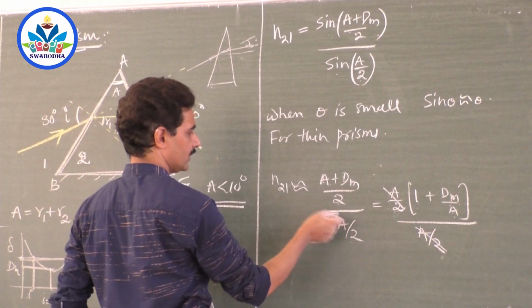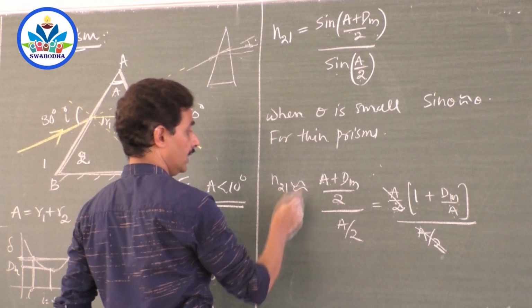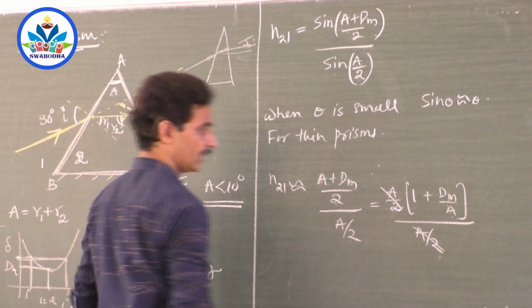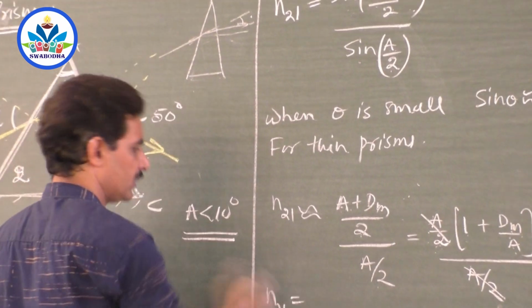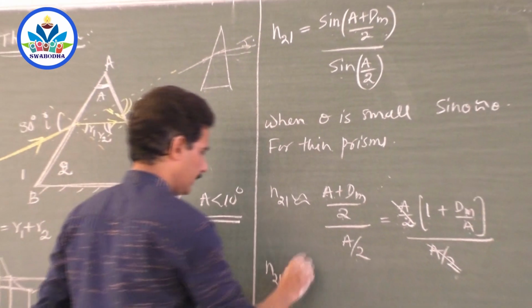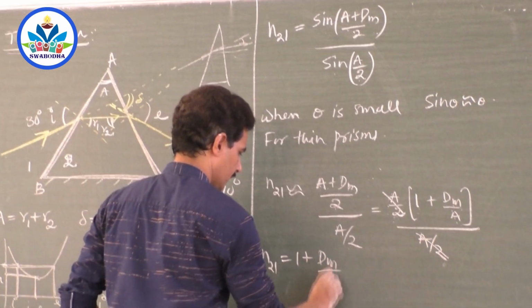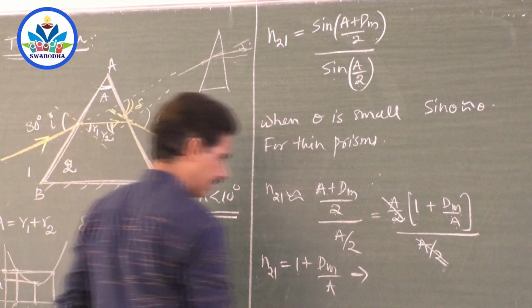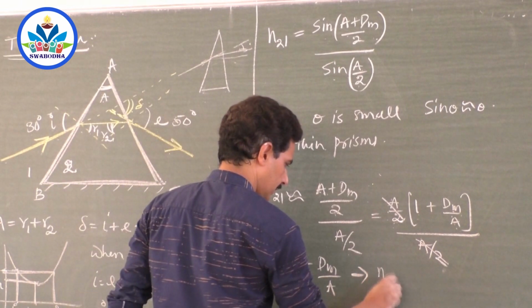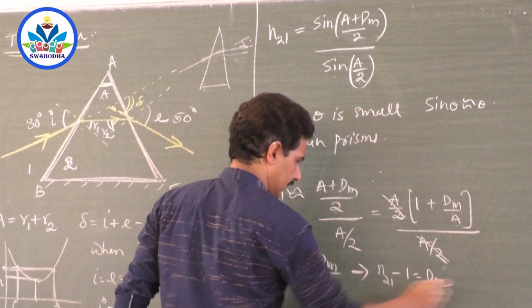But sin theta is almost equal to theta only provided this is very small. The prism angle is small. dm is very small. Okay. Now n21, refractive index of the prism with respect to surrounding medium, equals 1 plus dm by A. That implies, bring minus 1, this 1 here becomes minus 1. n21 minus 1 is equal to dm by A.